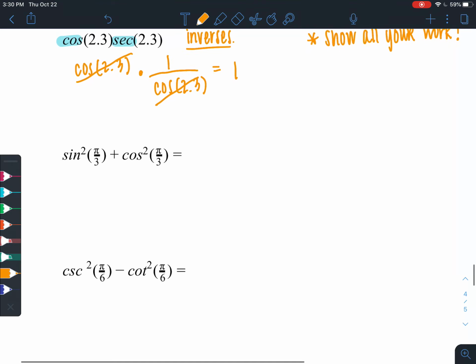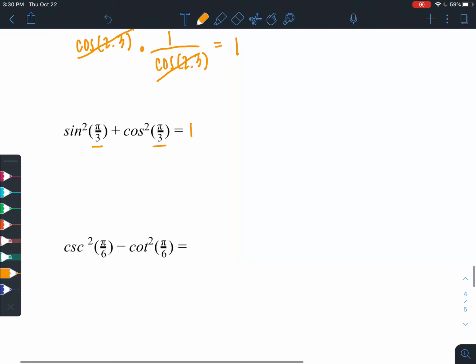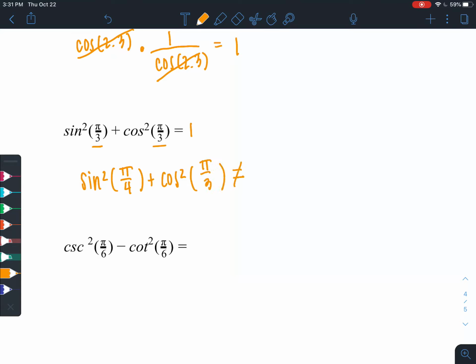All right, this next one here is really easy. So we've got pi over 3 and pi over 3. So we have sine squared plus cosine squared equals 1. I just want to point out, if these two values don't match, so if we had sine squared of, let's just do pi over 4 plus cosine squared of pi over 3, this is not equal to 1. Just a note.